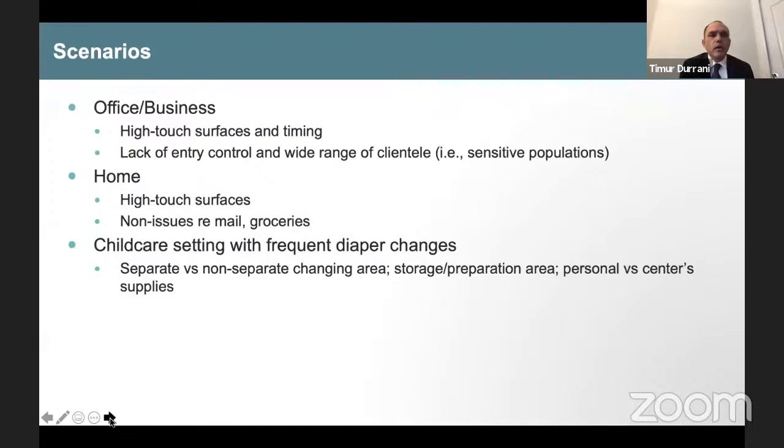And we go into some of the details with regards to, particularly in childcare settings, but I think some of this can be extrapolated to other scenarios. So for example, in the business office and business setting, I think the first point to make is that all of these chemicals need to be used in the appropriate manner.